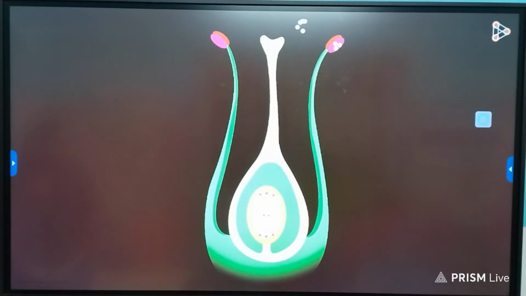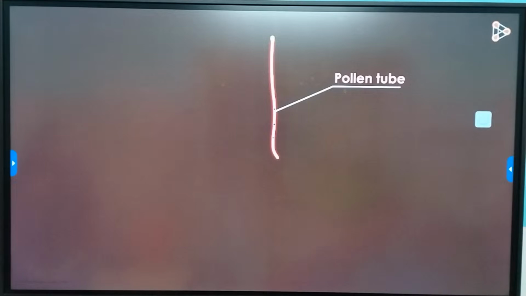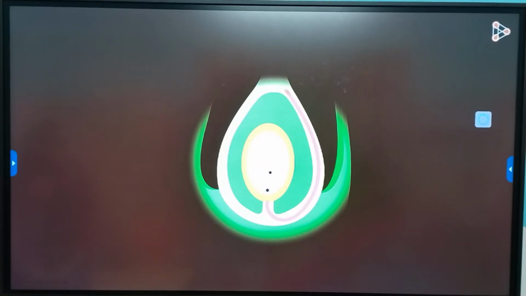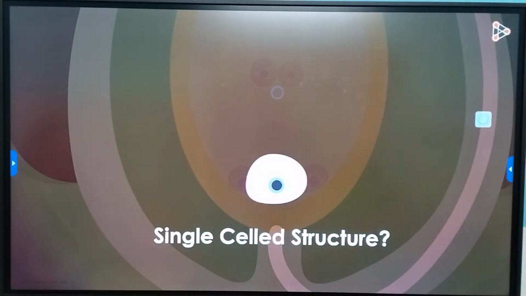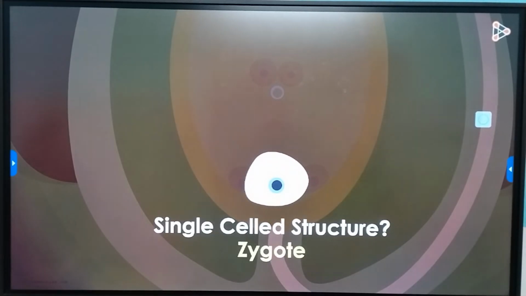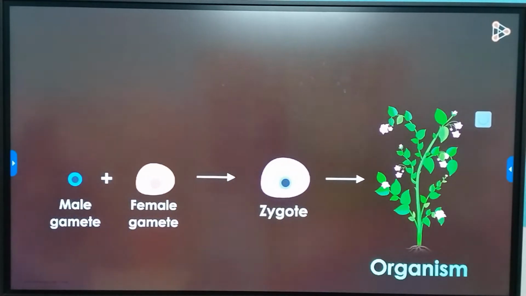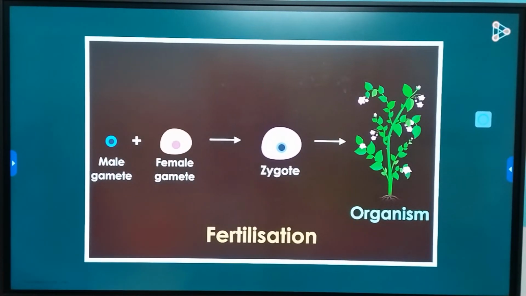The male gametes from the pollen grains deposited on the stigma of the flower start traveling towards the ovary through a tube. This tube is called the pollen tube. Where do you think the pollen tube will travel from? It will travel through the entire style and finally reach the ovary. Here, the male gamete fuses with the female gamete to form a single cell structure. Now, what do we mean by a single cell structure? It means that the fusion of the two will create a single unit called a zygote, which will further develop into an organism. That's how it works. In short, this is how the process of fertilization occurs in plants with flowers.